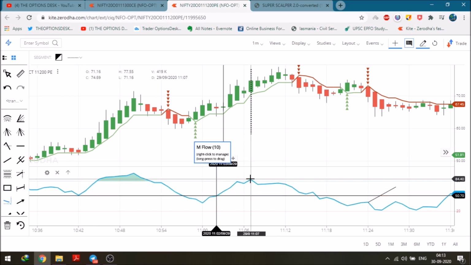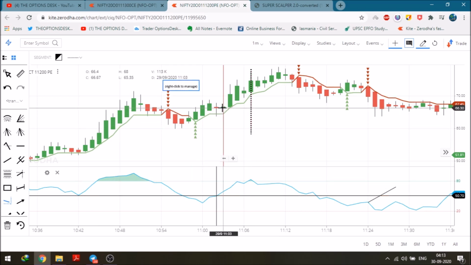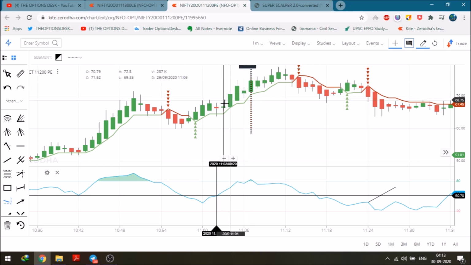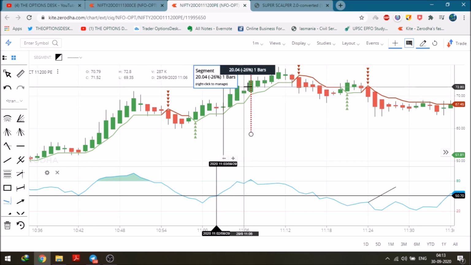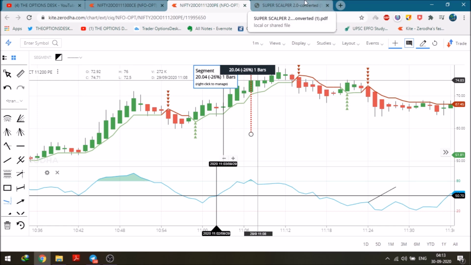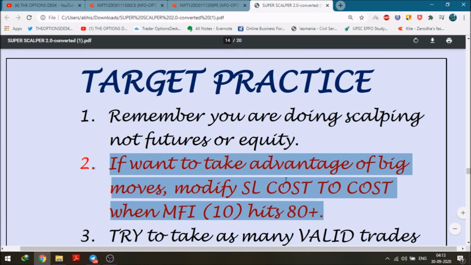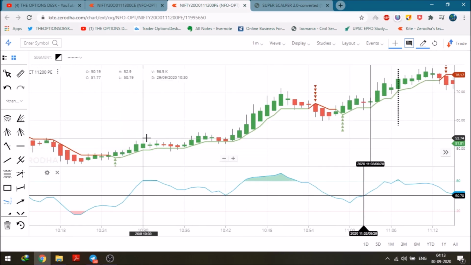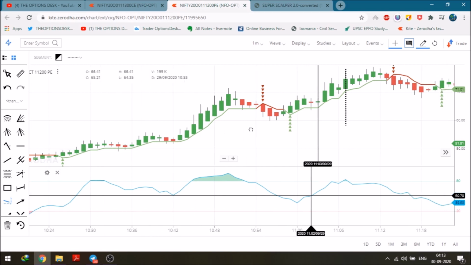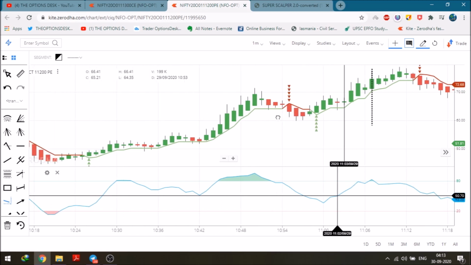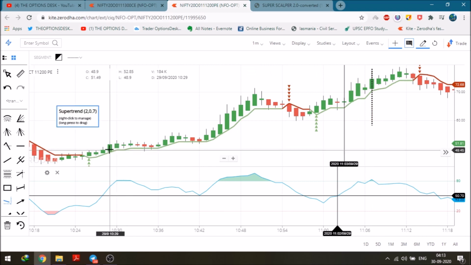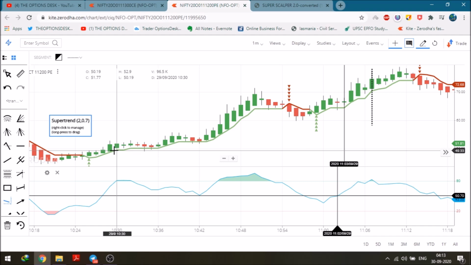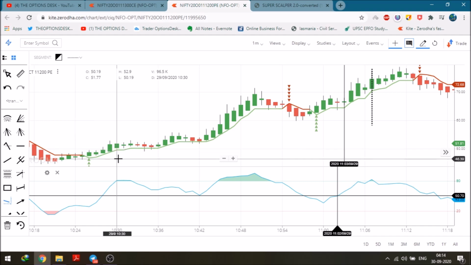When it hit 80, I modified my stop loss to cost. I bought at 66 and it went till 77. I booked at 77, so that was 11 points profit. One thing I have to explain again: once it hits 80, you can do 2 things. Either modify your stop loss to cost or just book profit. That is totally up to you, whatever suits you. Keep the stop loss at 2 or 3 rupees, whatever, it's fine, because the stop loss will be very small. Or you can book your profits and get out of the trade.